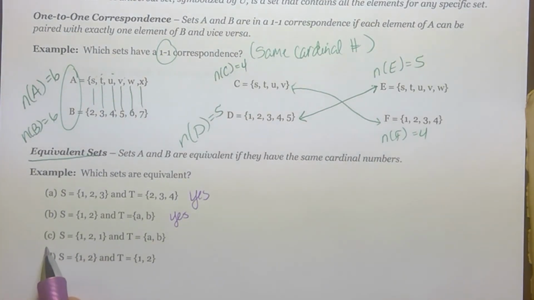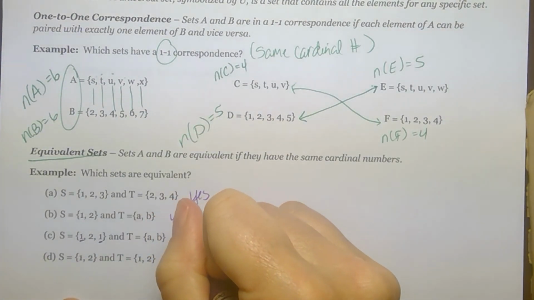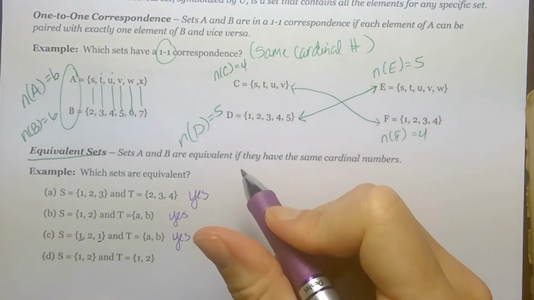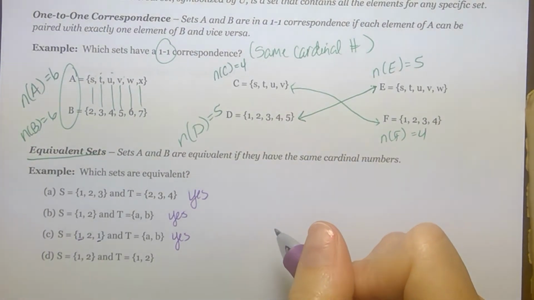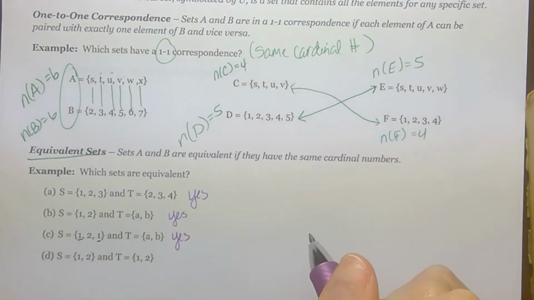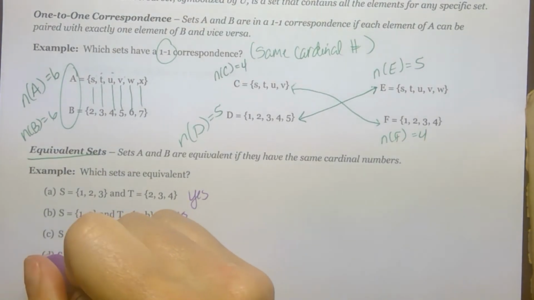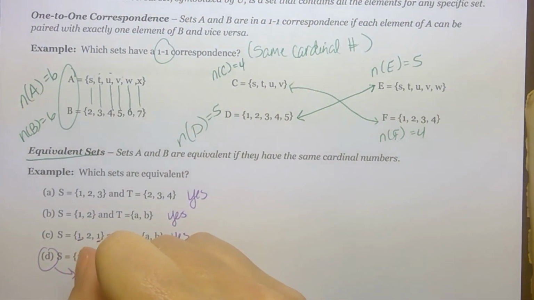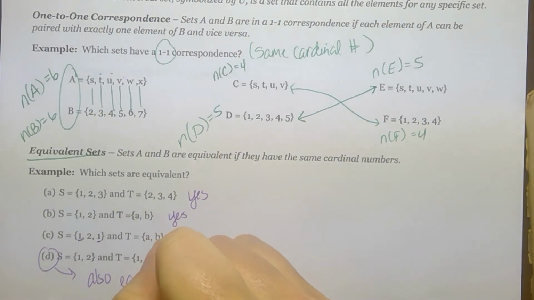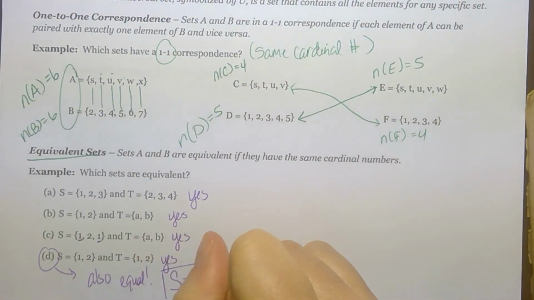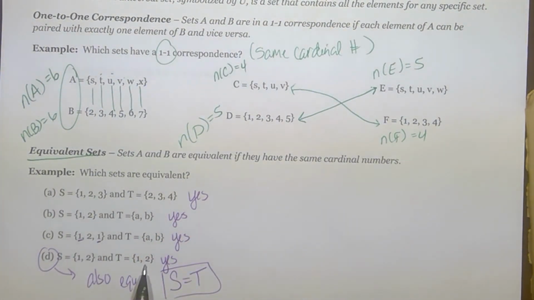What about set C? Are they equivalent? Now remember, we're looking for distinct or different elements. 1 repeats here, so yes, these are equivalent sets because they have the same cardinal number. They both have 2 distinct elements. What about set D? Yes, they are equivalent, and set D also equal. I can say that set S is equal to set T because not only do they have the same cardinal number, but they have the exact same elements.